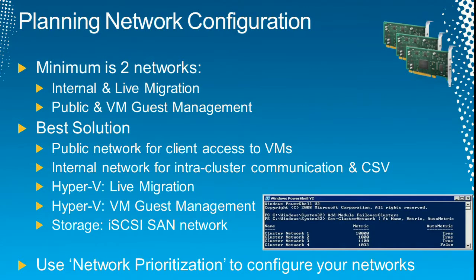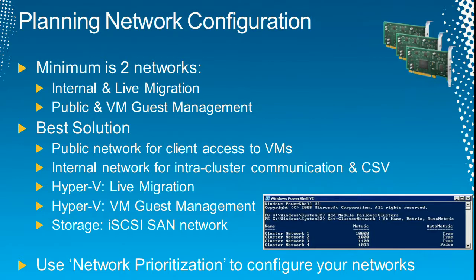So the absolute minimum number of networks you need is going to be 2. One of these networks is going to be used for all of this internal cluster communication, so for the nodes to be speaking to each other. And then the other network is going to be used for the clients to connect to, our public network, and to manage the virtual machines.